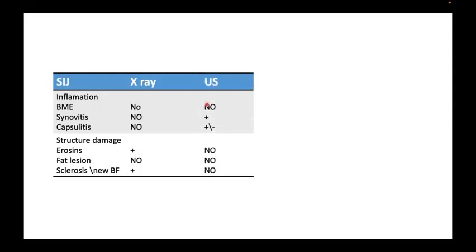Ultrasound, the other imaging modality, is very limited in axial SpA, especially for the sacroiliac joint, because it is a deep structure and difficult to assess. But with good experience and good use of ultrasound, maybe you can see synovitis or capsulitis, plus minus. Otherwise, you cannot see any bone edema, erosion, fat lesion, or new bone formation.